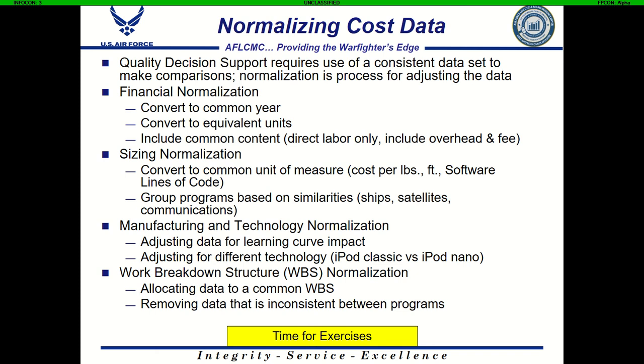That includes everything we've already talked about, adjusting for inflation and adjusting for escalation. Those are normalization types of things. Those are financial normalizations, so converting to a common year or base year, converting to equivalent units. So we're not comparing dollars K to dollars millions, or dollars to euros or something like that. We want to convert these values all to the same measuring stick of finance.